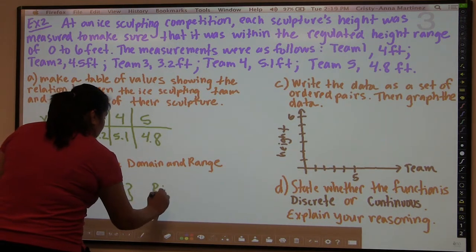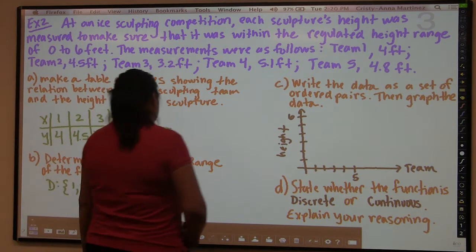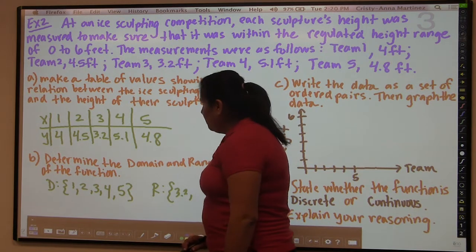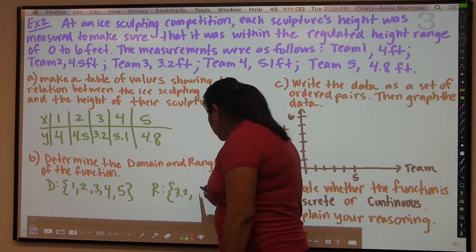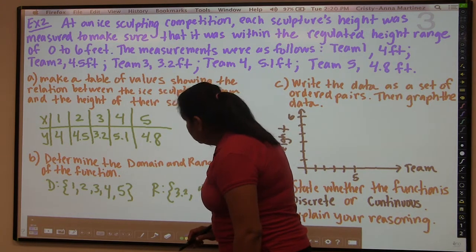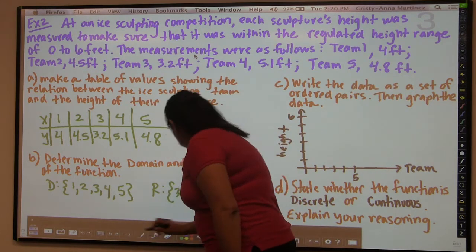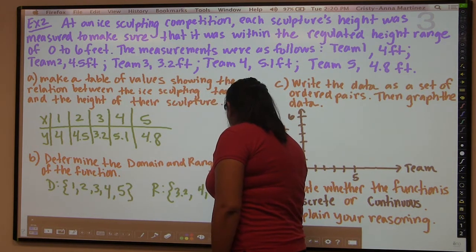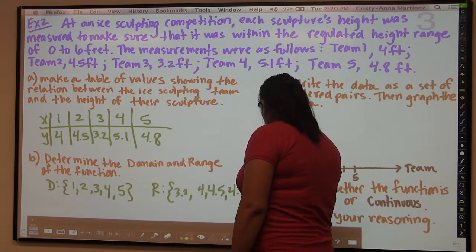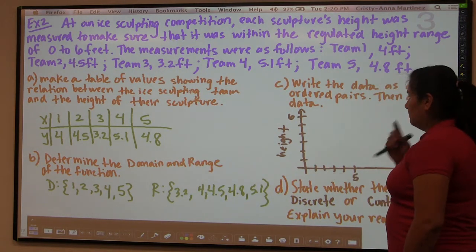My range is going to be the y values, but again in order from smallest to biggest. So we're going to start with 3.2 looks like. Then we're going to go to 4, 4.8. Oops, I'm wrong. 4.5 is next. 4.5, 4.8, and then lastly 5.1. 1, 2, 3, 4, 5 values. And that's the domain and range of the function. So again, that was from last section, so that should be easy to do.